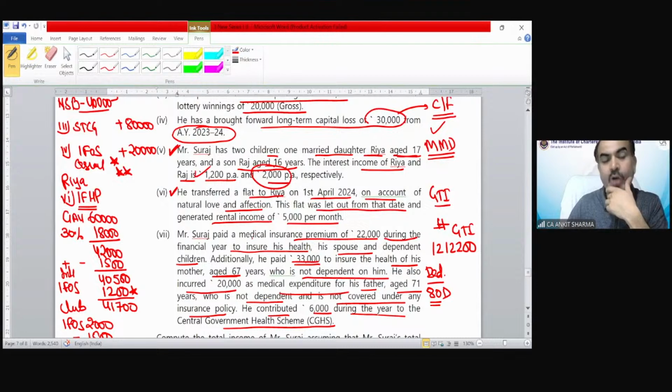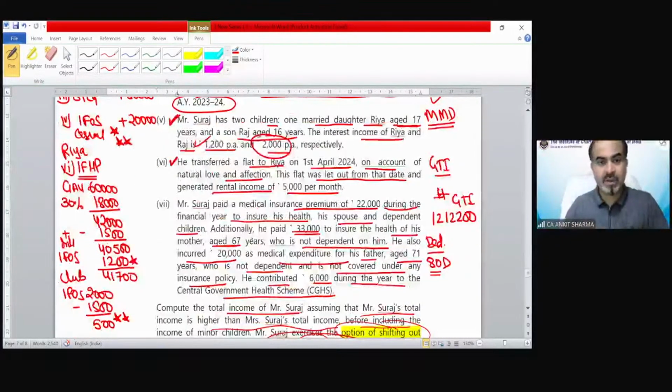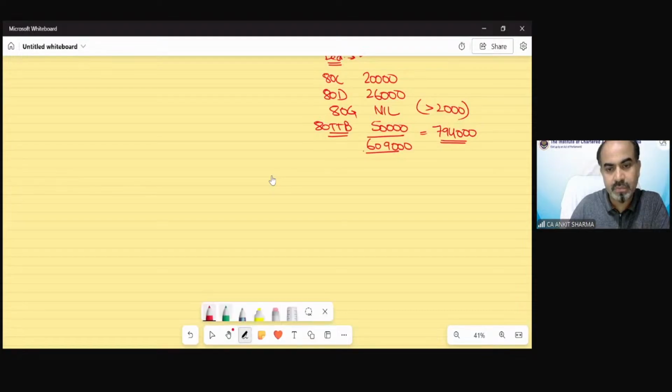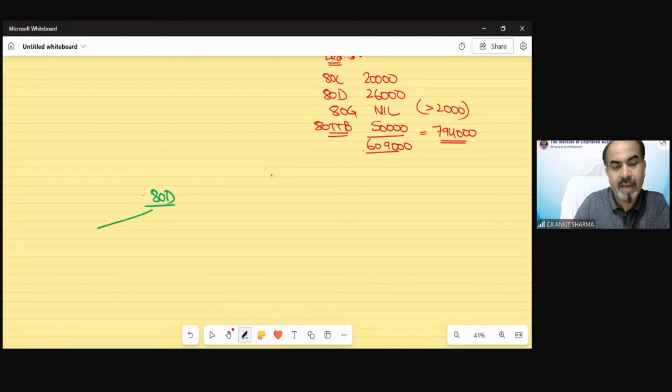We have to see how much would be the deduction in this case. So the provision says Mr. Suraj paid a medical insurance premium of 22,000. In case of section 80D, you must have gone through the provision. This is for parents as well as for our family. In that example, under section 80D, we have to calculate for himself, spouse and children, and the other part is for parents.